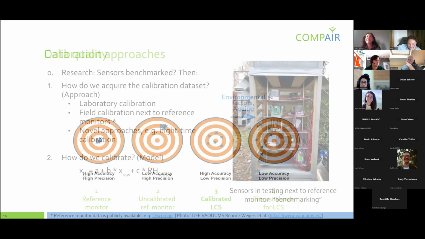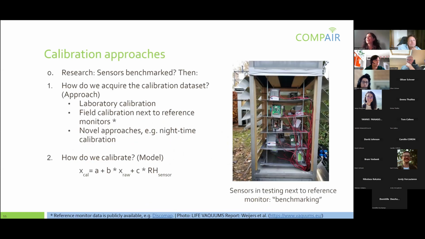So now that we've set some expectations, let's talk a bit about the calibration approaches. And before going into calibration, one thing I want to mention is that to be able to calibrate your sensor, you should make sure that you're using citizen science sensors in your project in the first place that have been somehow used and benchmarked before.